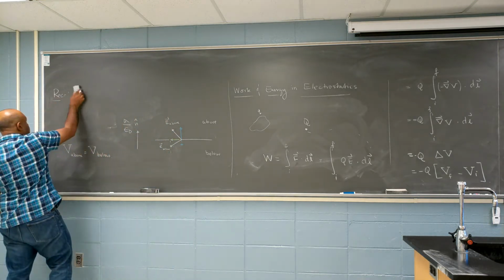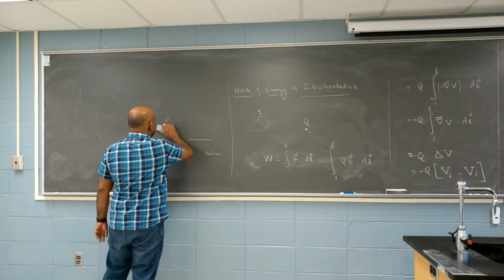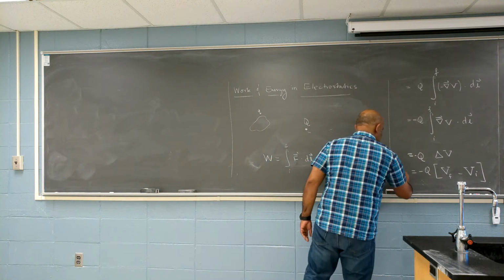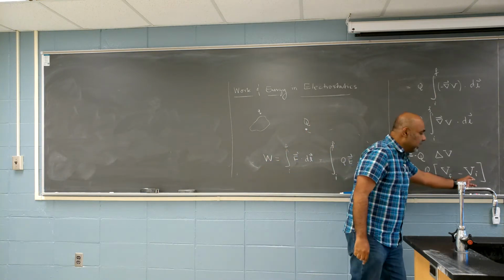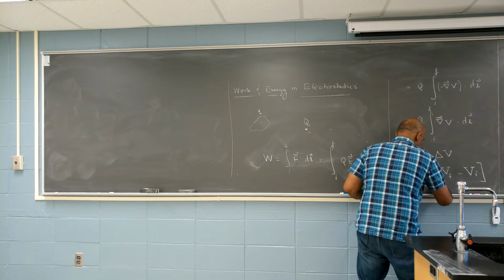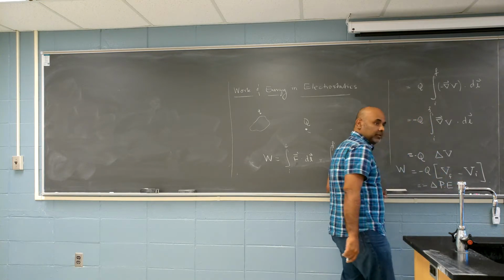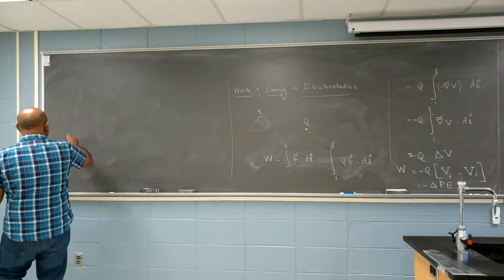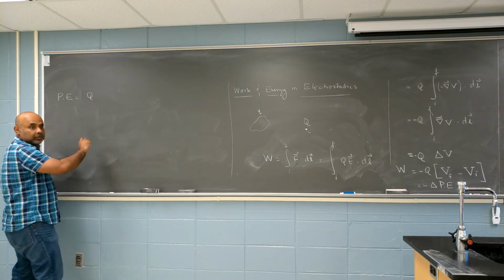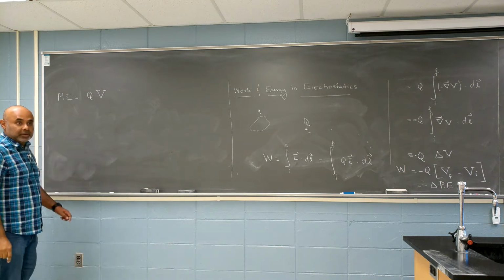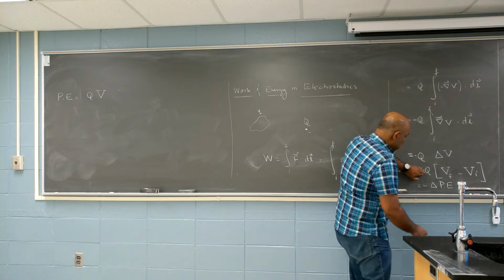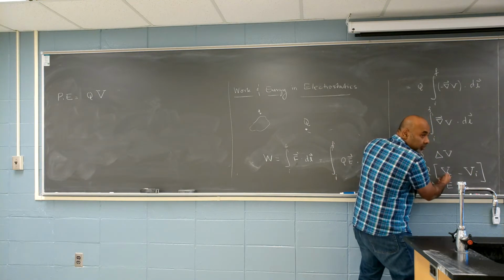And so that's what it is. So this is the work done. This can be thought of as negative the change in potential energy, where potential energy is what? Q times the electric potential. Just from there, it's negative the change in potential energy.